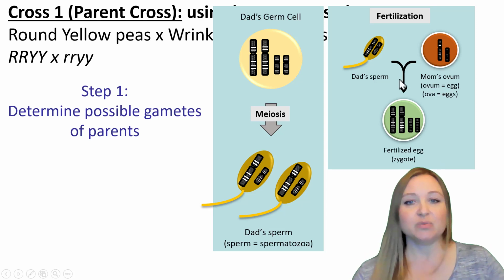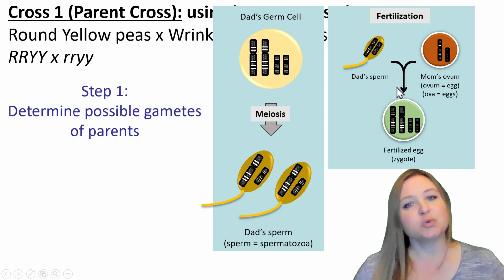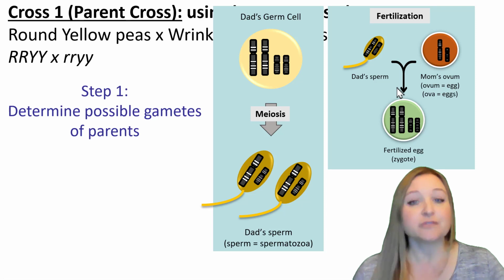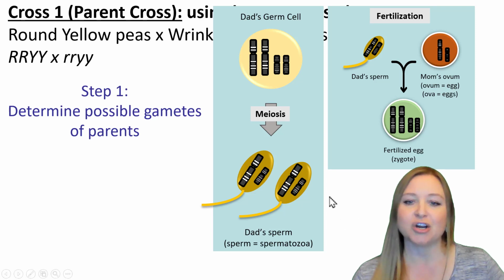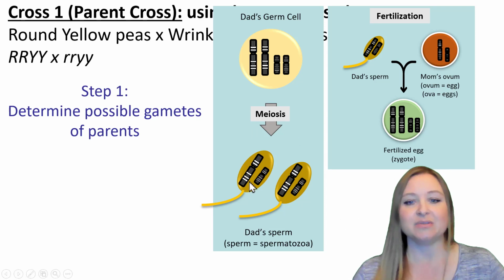And it's the same thing with pea plants. So when we're doing any sort of Punnett square, the first step is to figure out what the possible gametes that the parents can pass along are, what the alleles are going to be in those gametes.